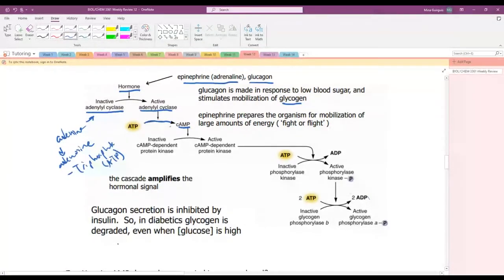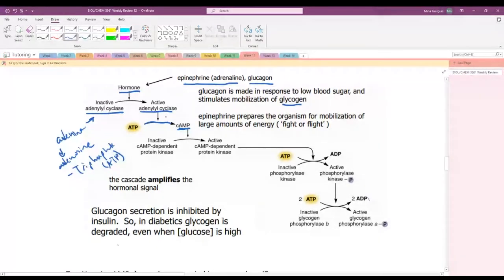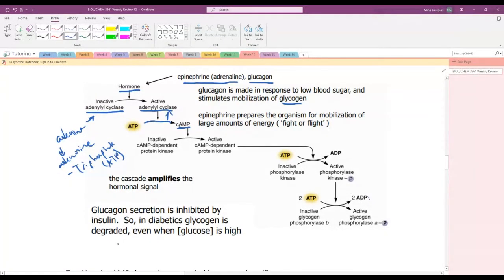Okay, so AMP we know, it's adenosine monophosphate. The C out front stands for cyclic. Okay, so this is cyclic AMP, and that's what the cyclase does. It causes this to become cyclic AMP. Okay, all right. Now what does cyclic AMP do?